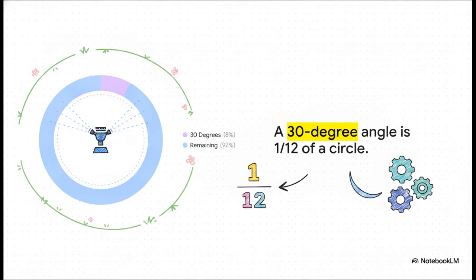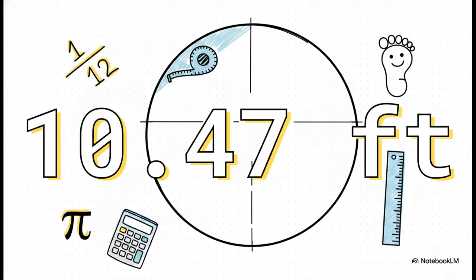All right, Step 1 gives us our fraction. 30 degrees divided by 360 degrees simplifies beautifully to 1/12. So right off the bat, we know our sprinkler covers exactly 1/12 of a full circular lawn. Now for Step 2, the arc length. We just multiply our fraction, 1/12, by the total circumference. That's 1/12 times 2 times pi times our radius of 20. If you punch that into a calculator, using 3.14 for pi, you get roughly 10.47 linear feet.